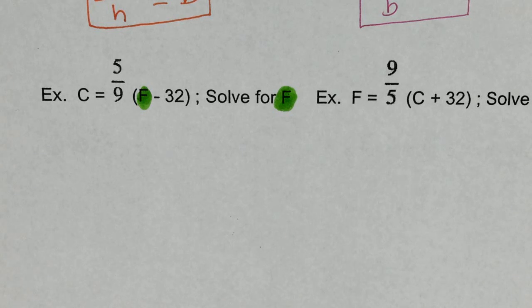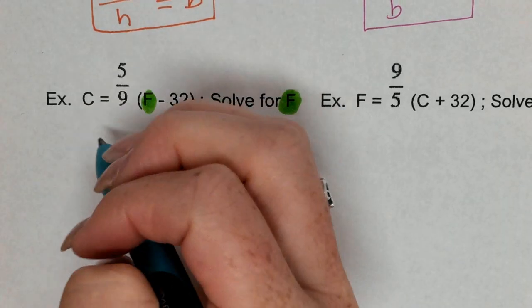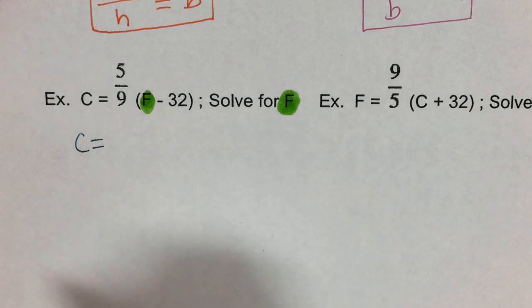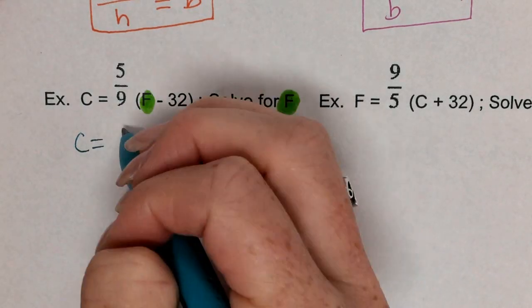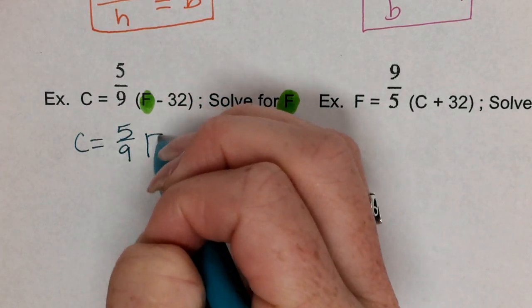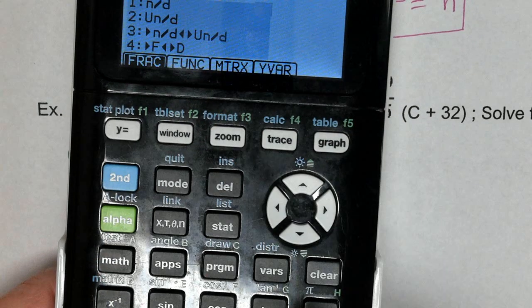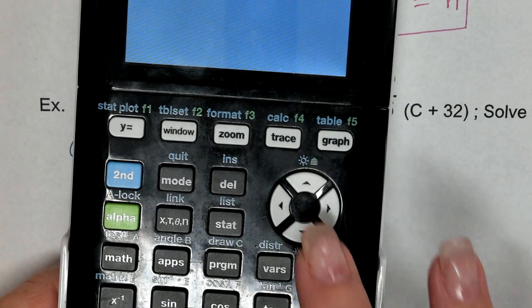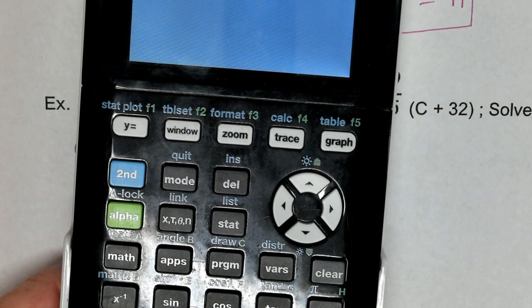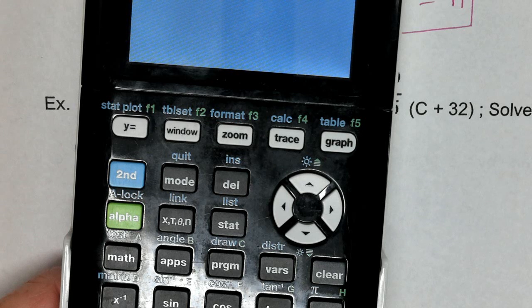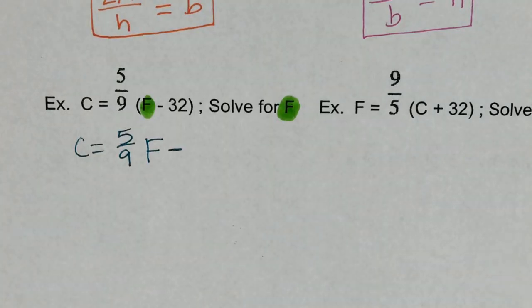All right, so here we go. What's the first thing I have to deal with? Parentheses. So I'm going to take my C, I'm going to put equals, and I'm going to multiply 5/9 times F is 5/9 F. Minus, and I do need my calculator for this because I need to do 5/9 times 32. 5/9 times 32 is, actually, no, I'm not even going to do that. I'm sorry. Something way easier.